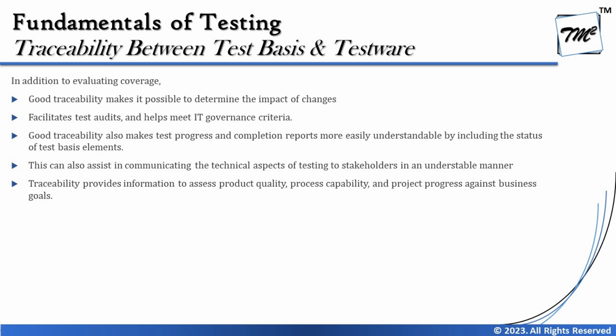At the same time, the next example says it facilitates test audits and helps meet IT governance criteria. Auditors, of course, will want to understand that if you did anything in the entire test process, why did you do that and how is it benefiting the project? Even if you're writing test cases, an auditor would want to understand how these test cases are helping the project. So if you don't have traceability to the requirement, it may not be justifiable, right?